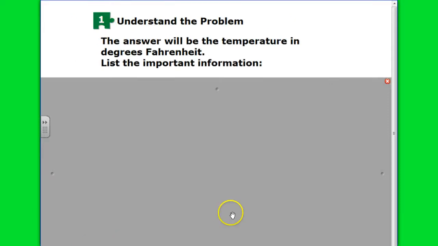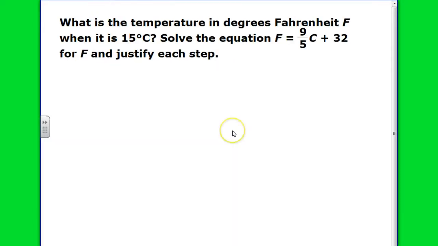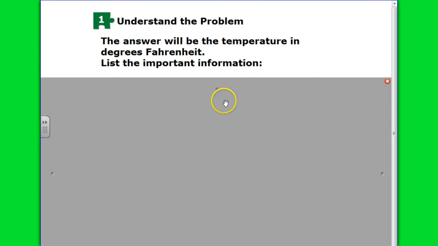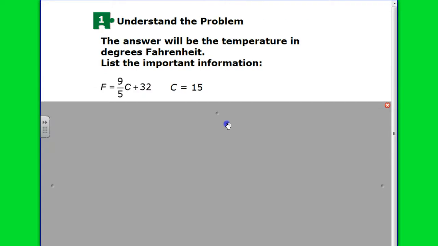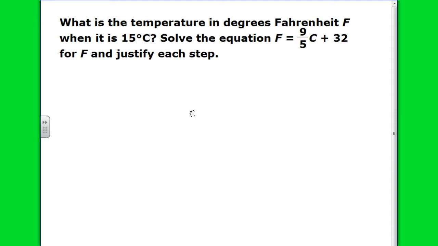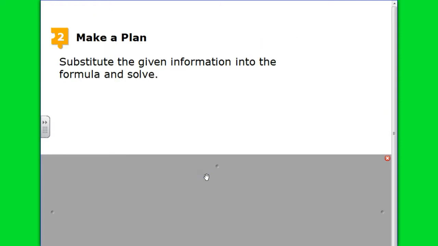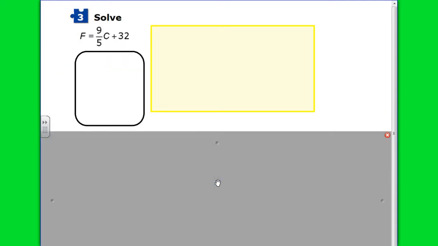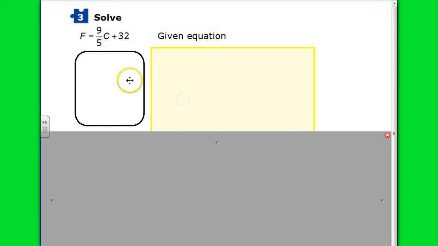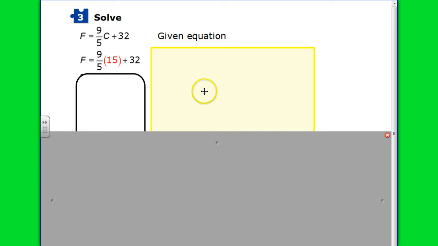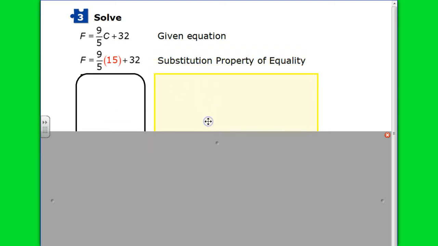So the first step is that our answer will be the temperature in degrees Fahrenheit, right? And so we list the important information. We have a given equation, that formula, and we know that the temperature that we're handling here is 15 degrees Celsius. So we're going to make a plan by substituting, right? So let's justify the steps as we go. So here's the given equation, and let's plug in our 15, right? Plug it in, right? Substitution property of equality.